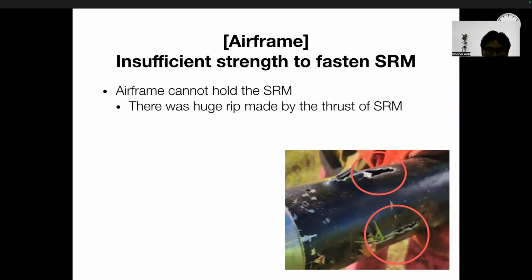For the airframe, apparently our rocket body tube didn't have sufficient strength, especially where we are fastening our solid rocket motor. We had a lot of rips, so it couldn't withstand the thrust generated by the SRM. So the method we use to tighten the SRM to the rocket body needs to be reconsidered and redesigned.